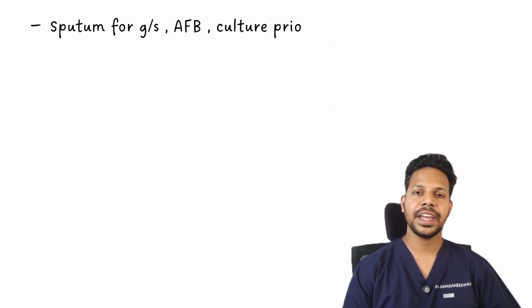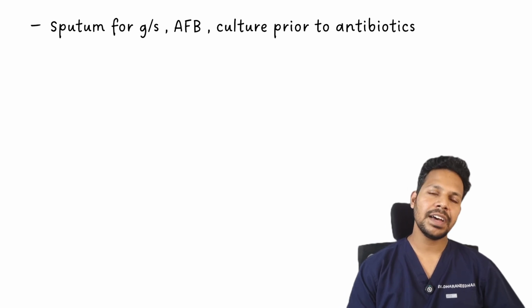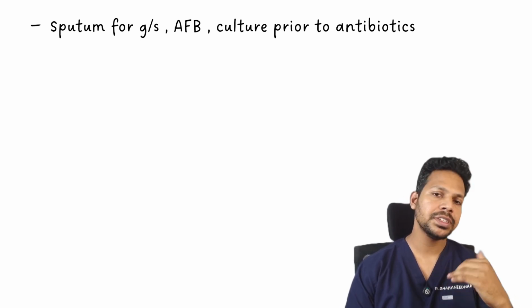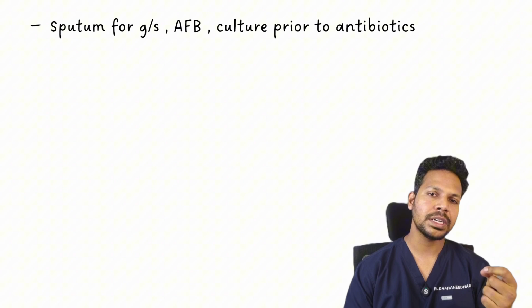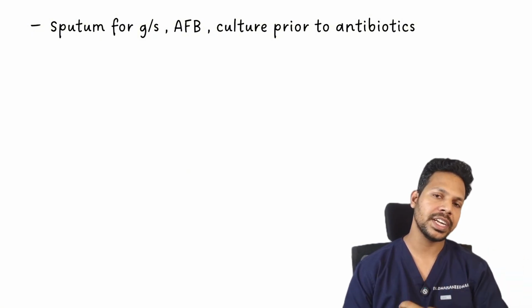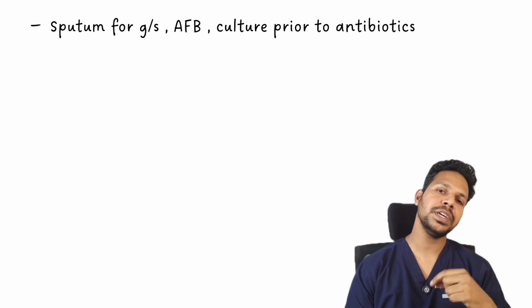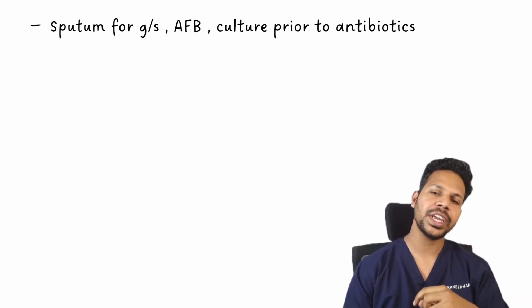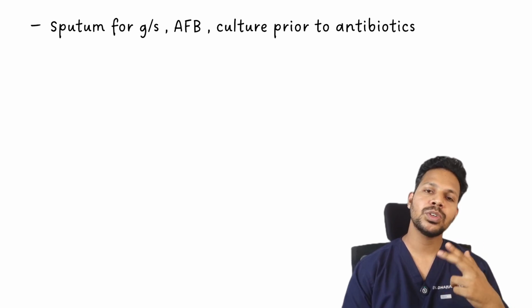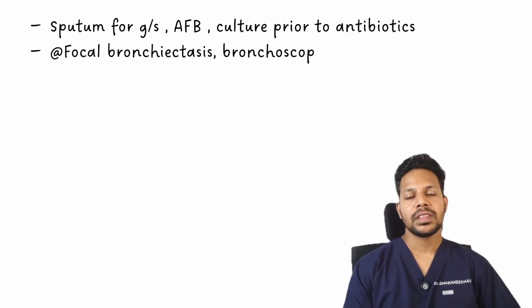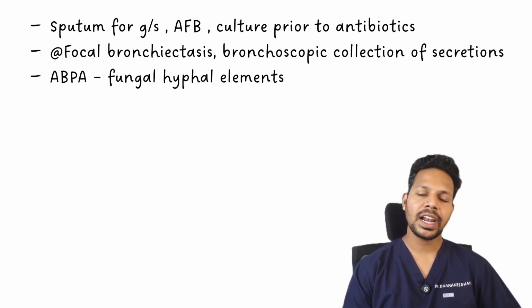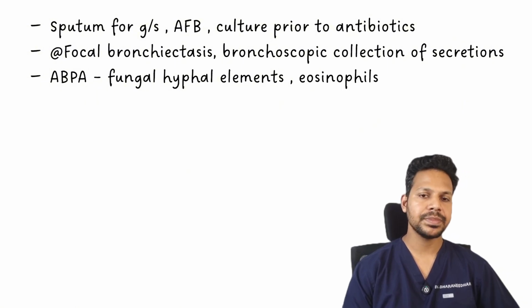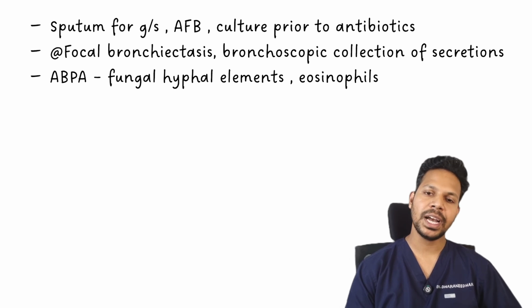Now you need to send for the sputum for gram stain, AFB, and culture sensitivity. If the patient is having diffuse bronchiectasis, he will obviously produce significant amount of sputum, which we can send for sampling. But if the patient is having focal bronchiectasis, the patient will not generate sputum, even though there is pathology inside. So you need to do bronchoscopy for removing the foreign body or to relieve the obstruction, or also to take the sample out. Okay, so if you are suspecting allergic bronchopulmonary aspergillosis, send the sample for fungal hyphal elements as well as eosinophil count in the sputum.